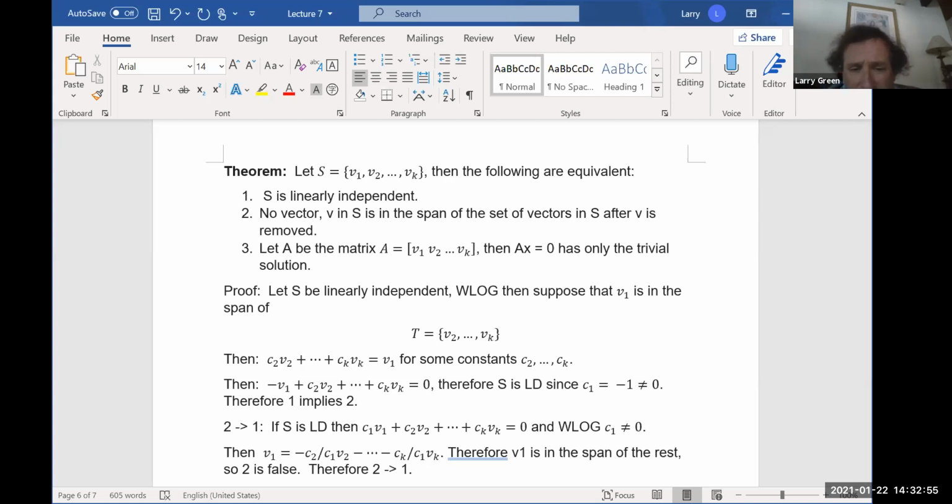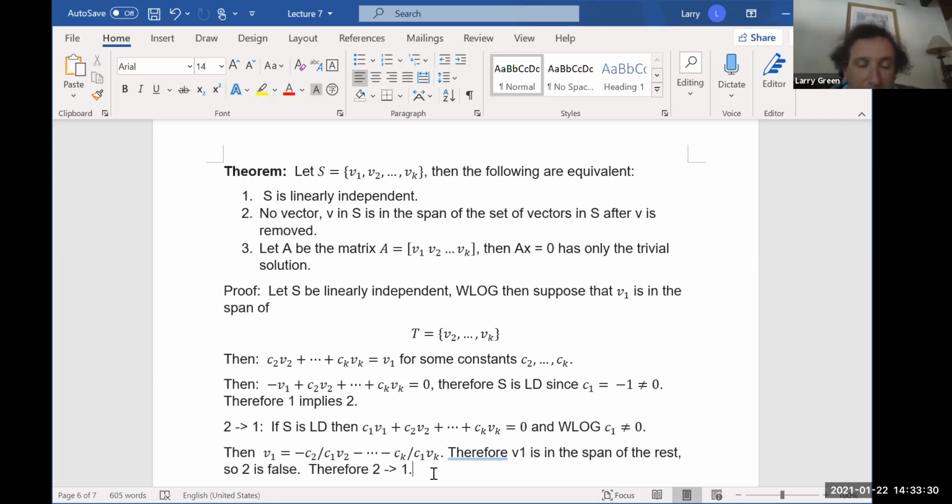Anyone lost on what just happened? A little bit. So why can we say that V1 is in the span of the rest? Is it because we're left with constants? Okay, what does it mean to be in the span? It means you can write it as a linear combination of the rest, right? Yes. Well, I just did. Constant times V2, plus constant times V3, plus dot, dot, dot, plus a constant times VK, right? And what allows me to do this is that C1 is not 0. Because if C1 is 0, I can't do that because I just divided by 0.